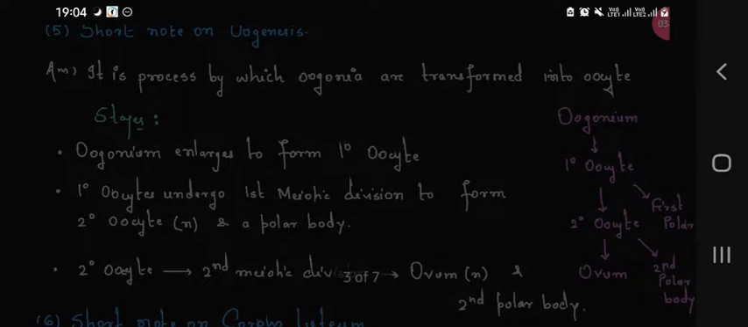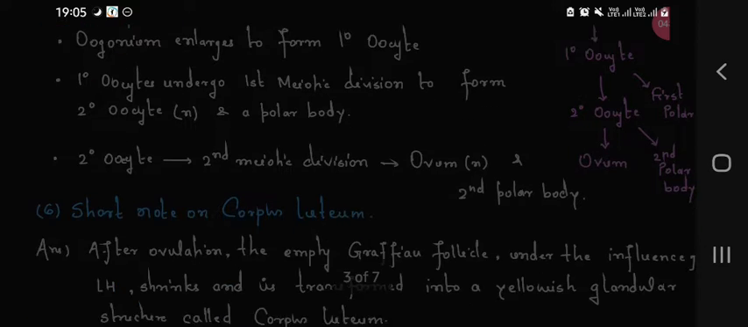Short note on oogenesis. It is a process by which oogonia are transformed into oocyte. Oogonium enlarges to form primary oocyte. Primary oocyte undergoes first meiotic division to form secondary oocyte and a polar body. Secondary oocyte, second meiotic division, ovum and second polar body. Oogonium, primary oocyte, secondary oocyte and first polar body. Secondary oocyte undergoes second meiotic division to form ovum and second polar body.